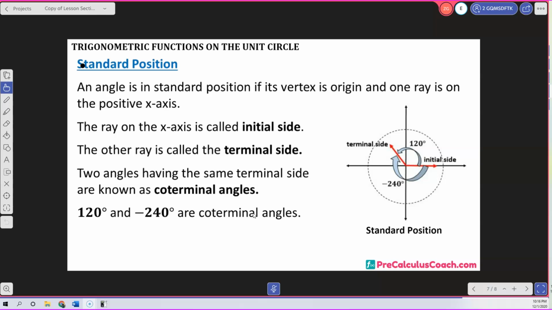So, for example, we have this angle, which is 120. And then the coterminal angle is the one that's going in the opposite direction, which is negative 240. So from the initial side to the terminal side, going counterclockwise is 120. The coterminal angle is negative 240.